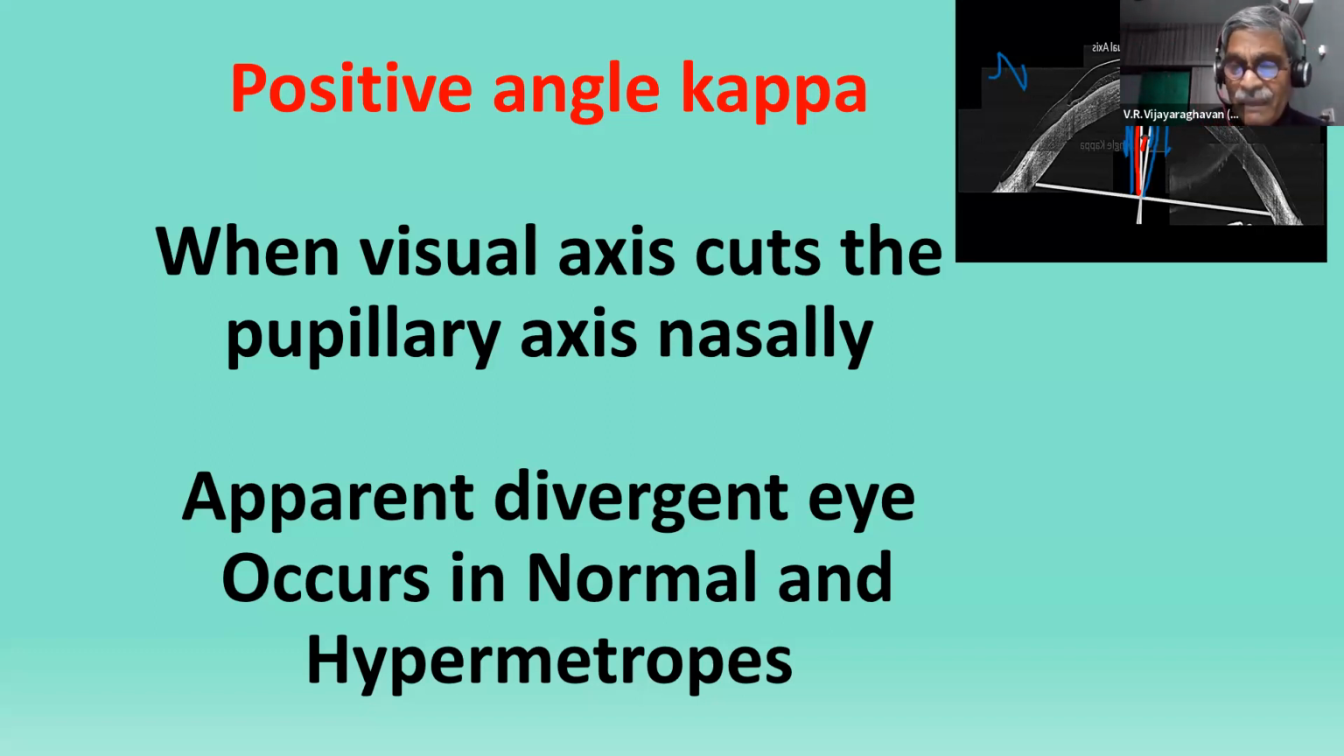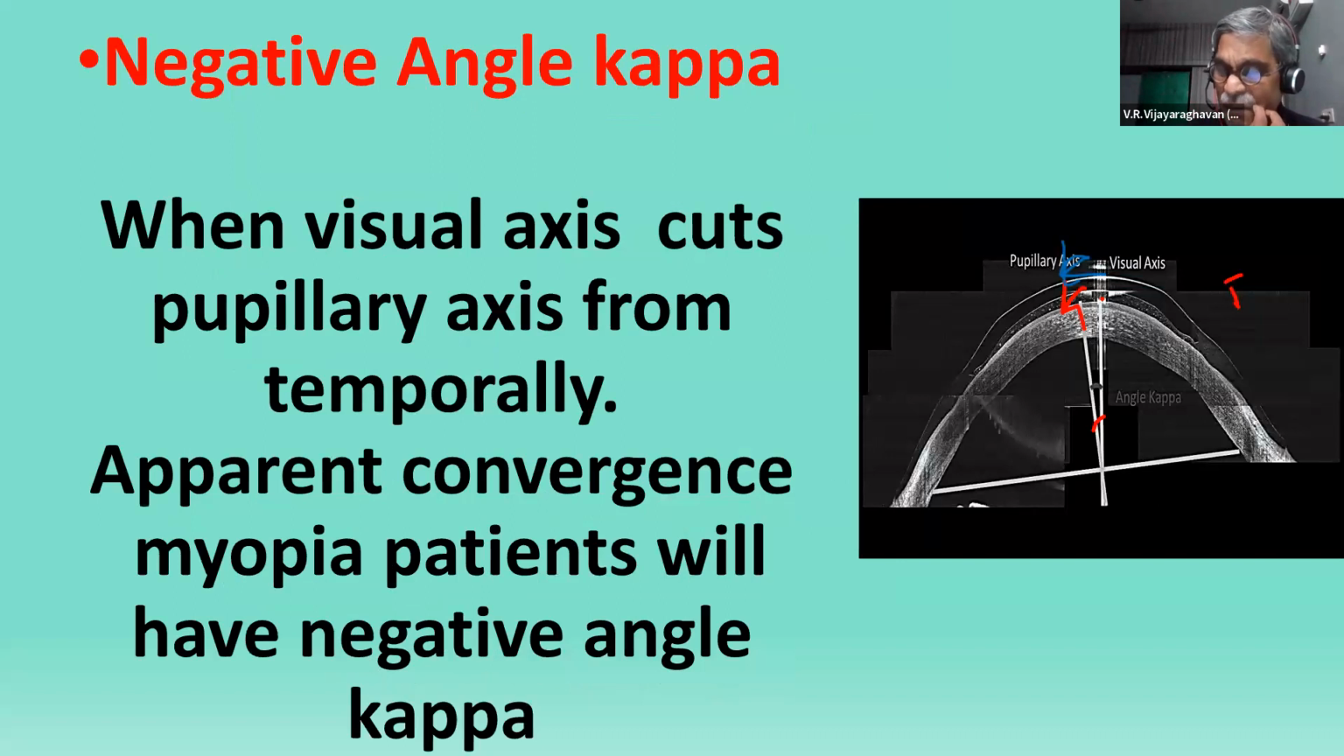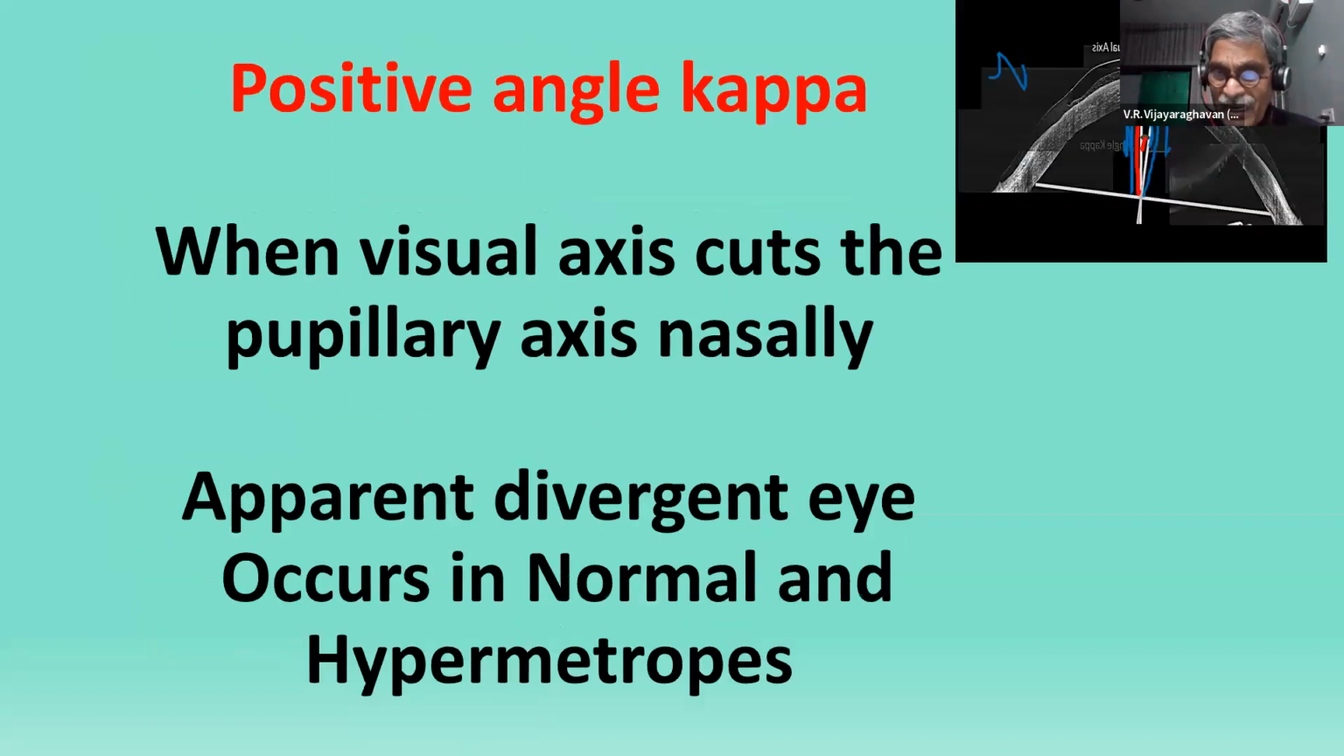Whereas negative kappa, in which patients can it normally be seen? Myopic patients. Negative kappa means the visual axis appears to cut the pupillary axis from the temporal side. That means the person appears to have an apparent convergent squint. But please remember, it's apparent, not a real one. Don't get confused. Now, I told you, positive kappa occurs in whom? Normal persons and hypermetropes. Negative angle kappa occurs in myopia. These are three important points you are supposed to know.